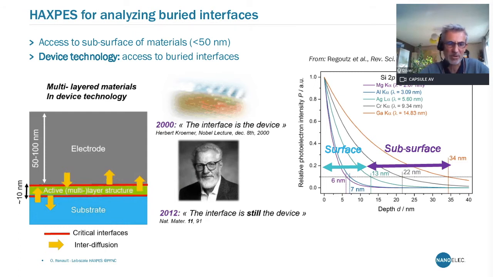So this critical point of the interface in device technology was recognized early by Herbert Kroemer with this famous statement, the interface is the device. So this is still true today. And you immediately understand that by getting access to the subsurface of materials, you can easily, in a non-destructive way, analyze those critical interfaces in devices by photoelectron spectroscopy.